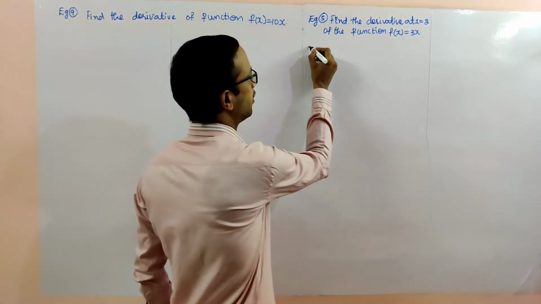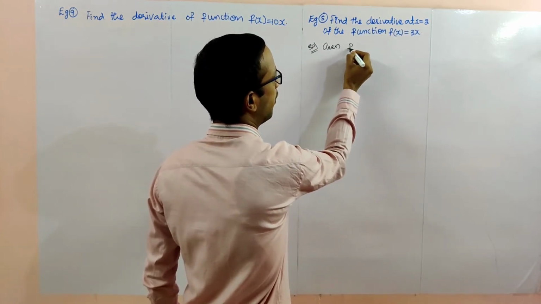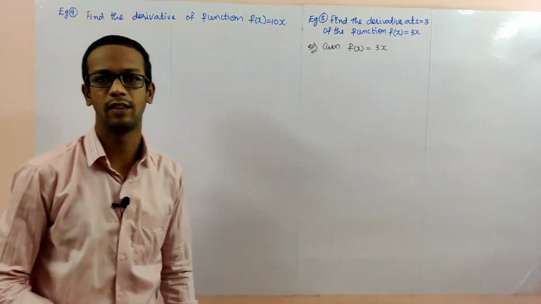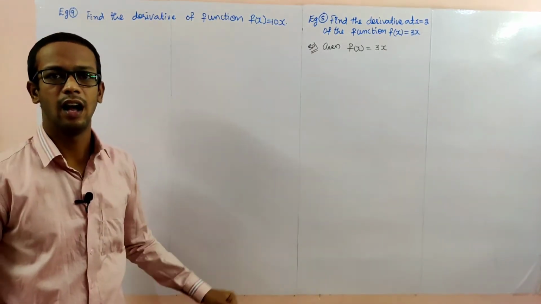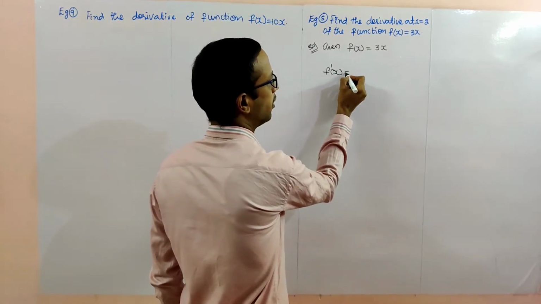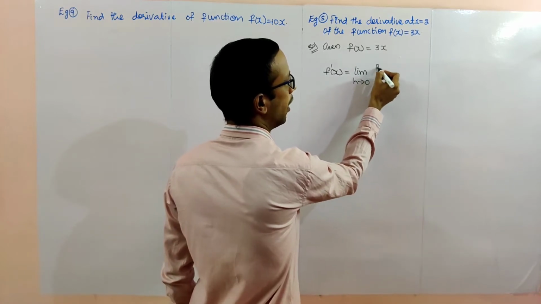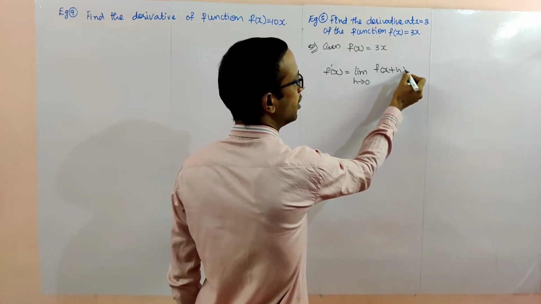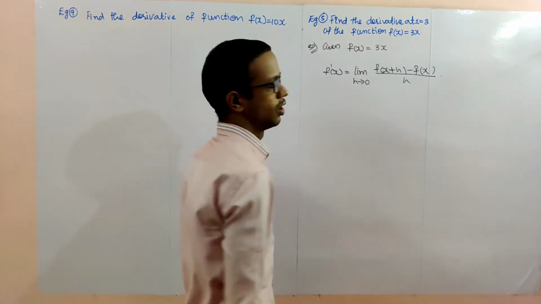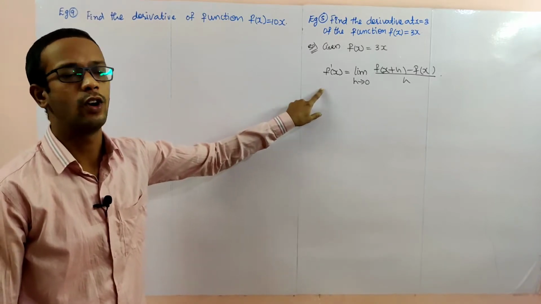So solution: first of all, given f of x equals 3x. I'll write here first the derivative formula: f dash of x is equal to limit h tends to 0, f of x plus h minus f of x, divided by h. This is the formula of the first principle of derivative.